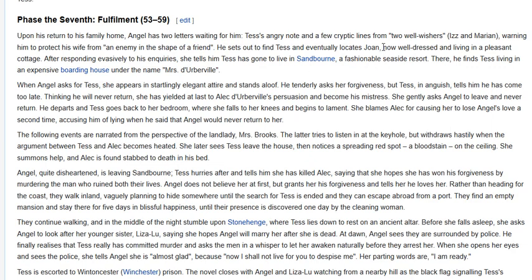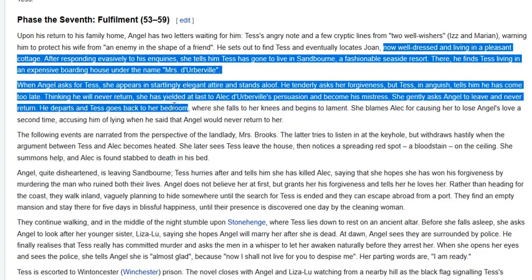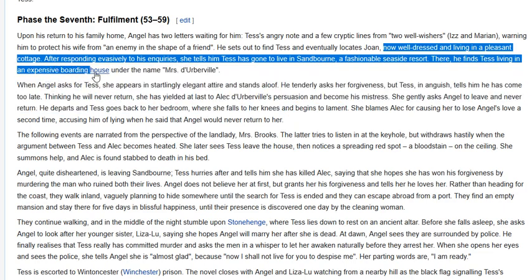Tess's mother, now well dressed and living in a pleasant cottage. After responding evasively to his inquiries, she tells him Tess has gone to live in Sandbourne, a fashionable seaside resort. There he finds Tess living in an expensive boarding house under the name Mrs. D'Urberville.